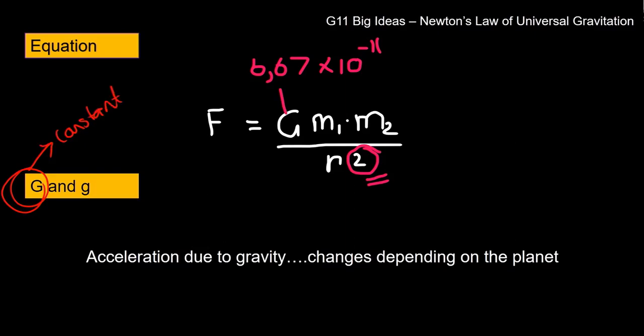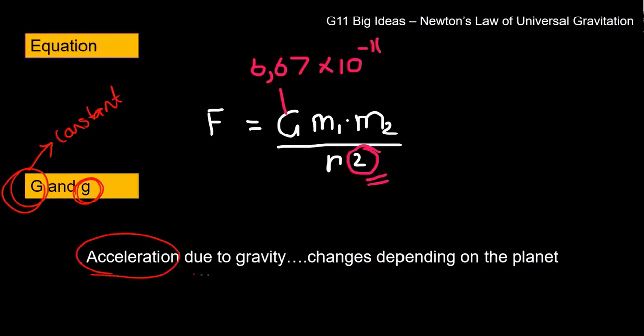Now, little g is the effect of this force. It is not a force itself. I made a mistake in the last lesson and I said that it was gravitational force, so we all need to be careful. It is actually acceleration due to gravity, due to the gravitational force, and that is going to change depending on what planet you're on. So on Earth, we know that little g is 9.8 meters per second squared.